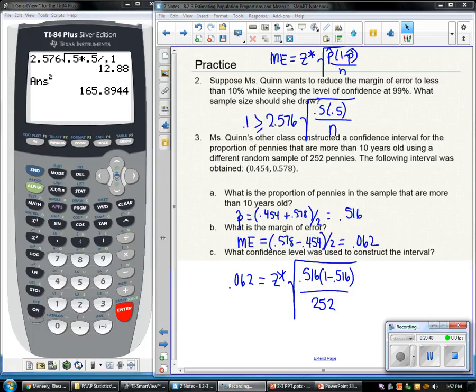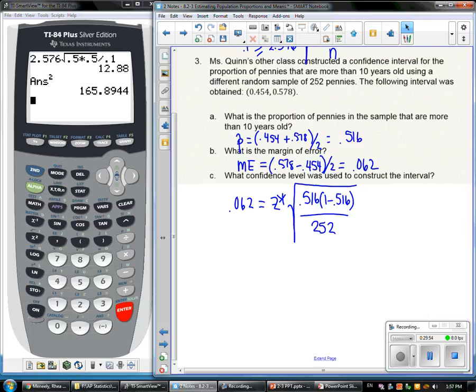So here, let's just plug in what we know. I know the margin of error, right? We figured out the margin of error. This is my margin of error, and that's going to be equal to z star times my standard error. And that's what we've got here. I've taken my sample statistic, 0.516 times 1 minus 0.516, and divided by n. So that's my standard error. So what I want to do is just solve for z star.